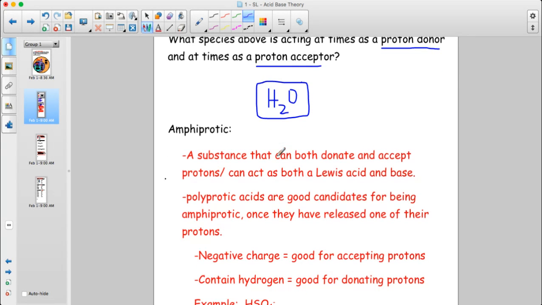And so there's two different words we can use to describe this kind of behavior. One is we can refer to water as an amphiprotic substance. Think of amphibians as being those types of animals that are sort of partway in the land and partway in the sea. So when you are amphiprotic, it means that you can go both ways with protons. So an amphiprotic substance is a substance that can donate and accept protons, can act as both a Bronsted Lowry acid and base.